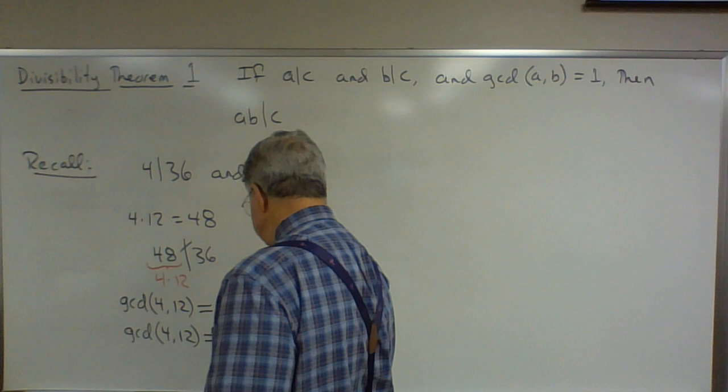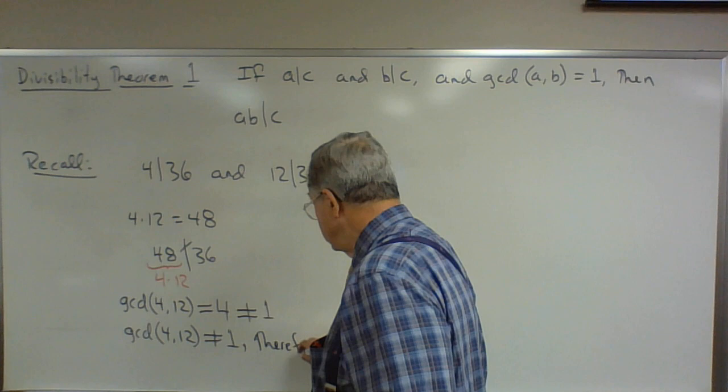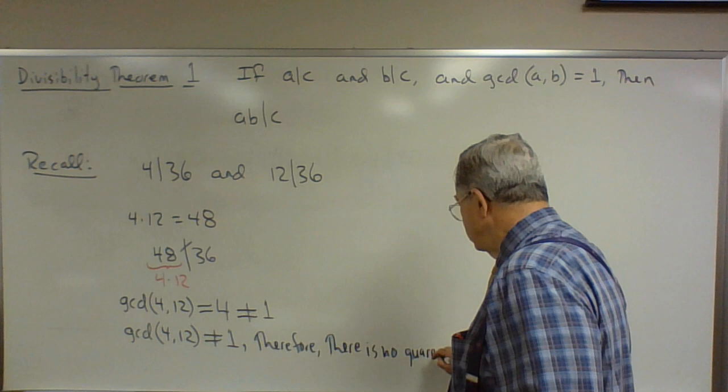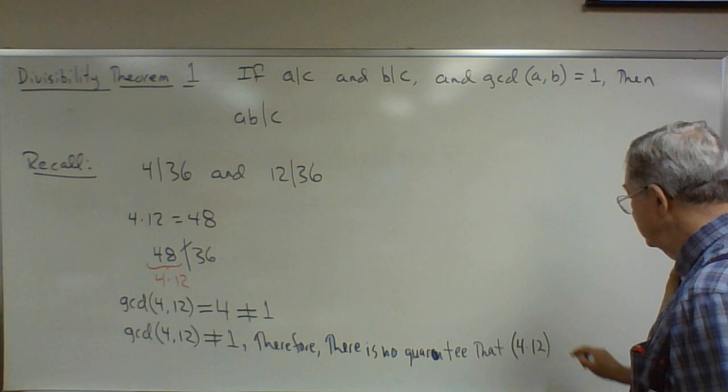So if I didn't really know how things were going to work out, what could I conclude here? Therefore, there is no guarantee that 4 times 12 will divide 36.